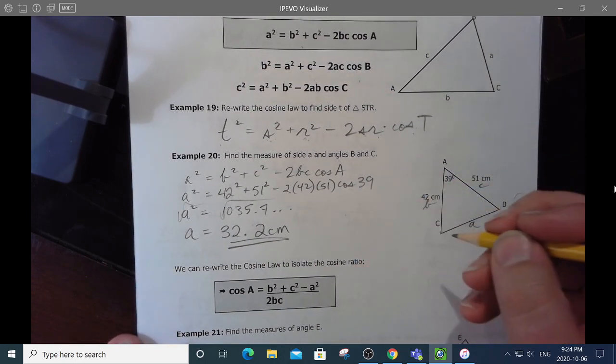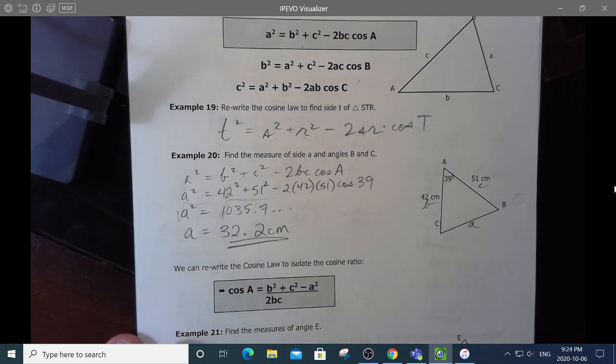So let me use a sharper pencil in this one. Is this one sharper? No, this one's dull too. Hang on. Pencil sharpen break. There we go.